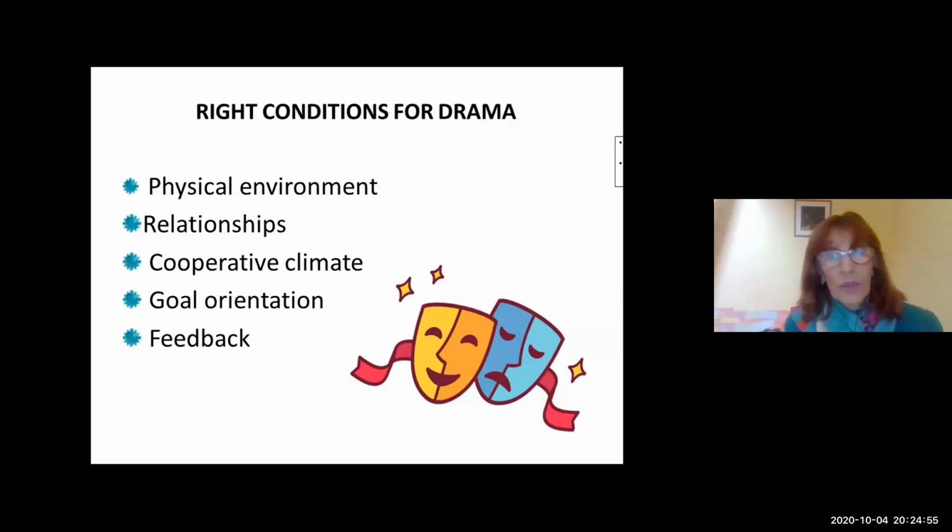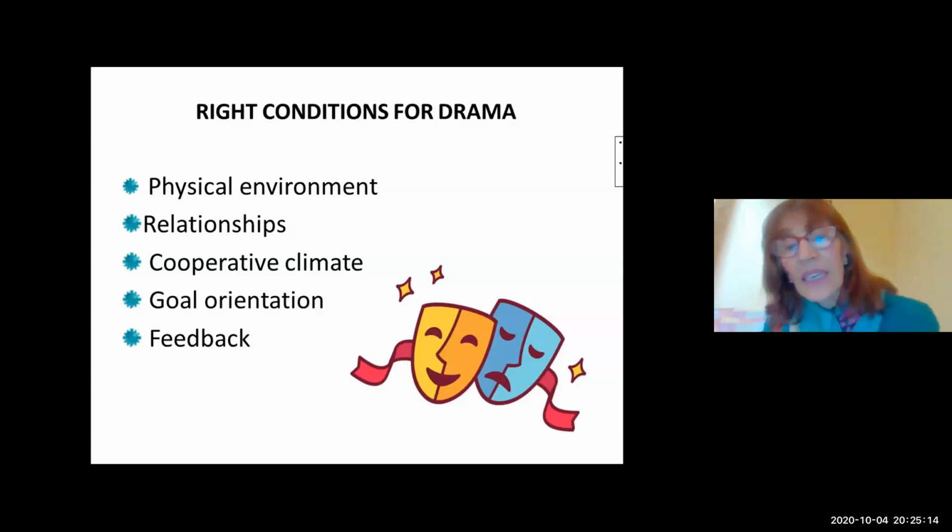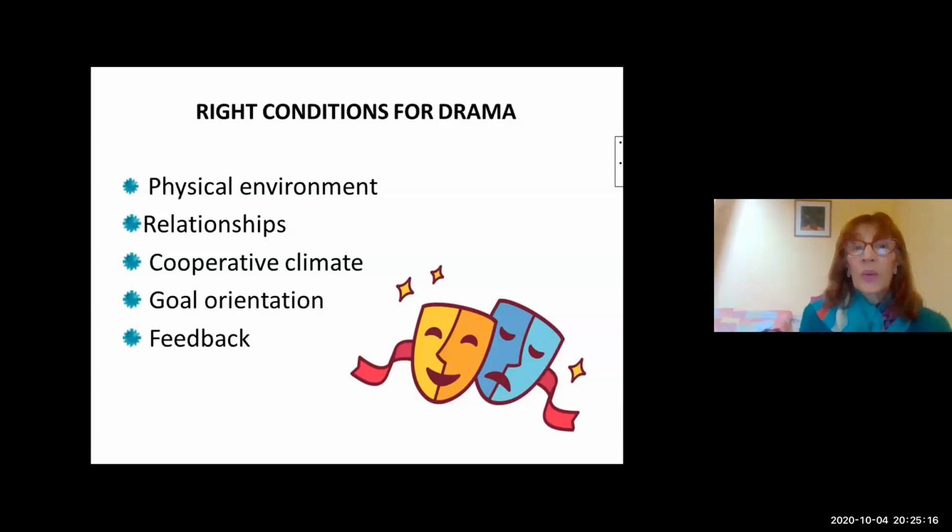For example, a horseshoe or full circle, or group sitting. Relationships are crucial because the students are working together and they need to develop social skills. And the teacher is always encouraging them to give positive comments on each other's activities. And in this case, metacognitive strategies are used in order to reflect on their work. A cooperative climate is created, and it requires accountability, positive interdependence, and active participation.